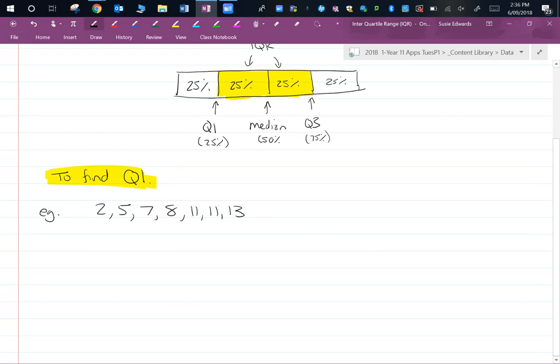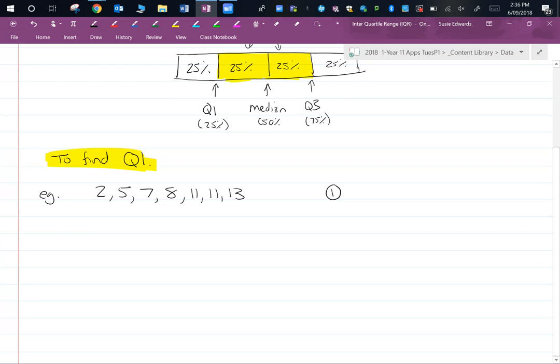What do you think we need to be able to find first? The median. We've got to find the middle to then find the quarters. Okay, so step one is find the median. Now I'm just going to put the steps over here so that we can write underneath that list. So step one, find the median.